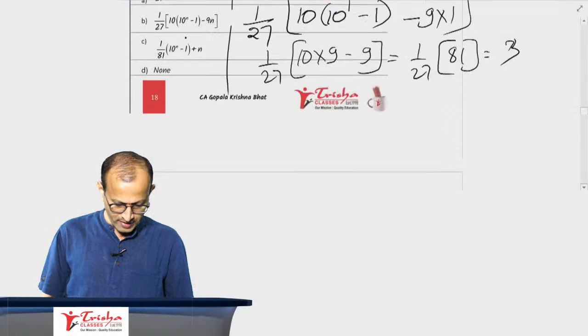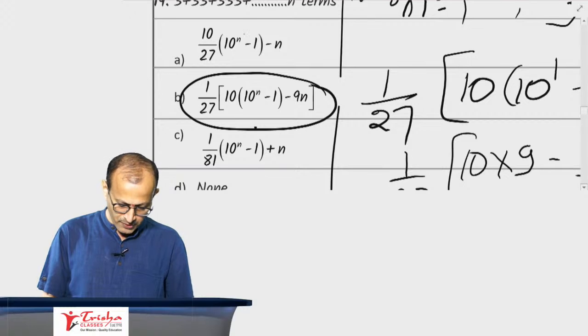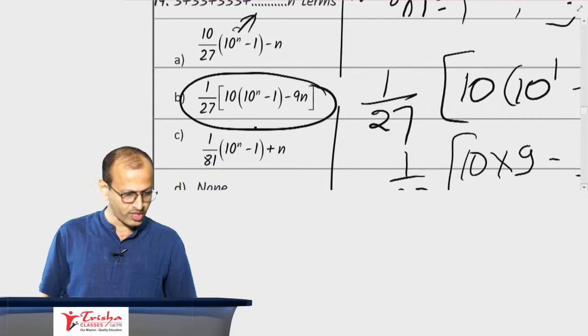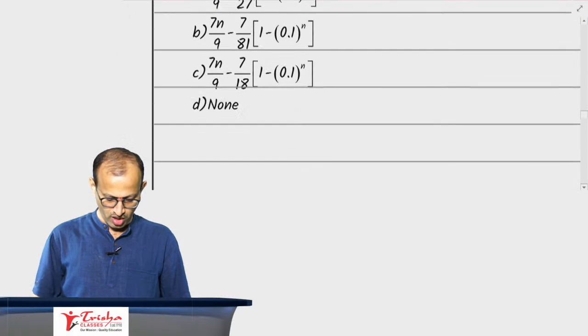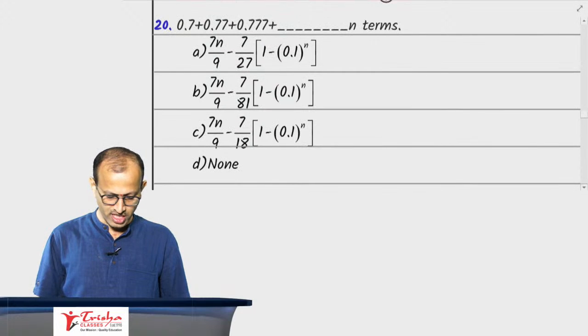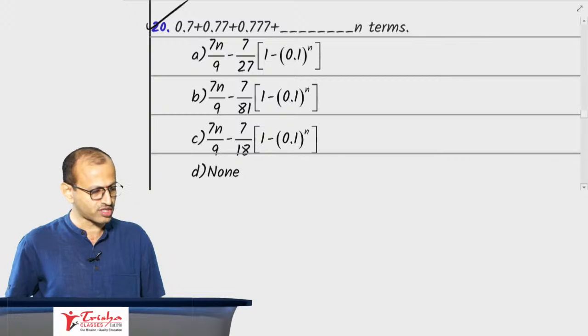Okay, why 1 by 27? It is there in the question, no Pooja. Here I am just substituting the n value. You have to put 1, 2, that's all. Okay. So all of you try this question and come tomorrow, this 20th question. The 20th question you have to work out.